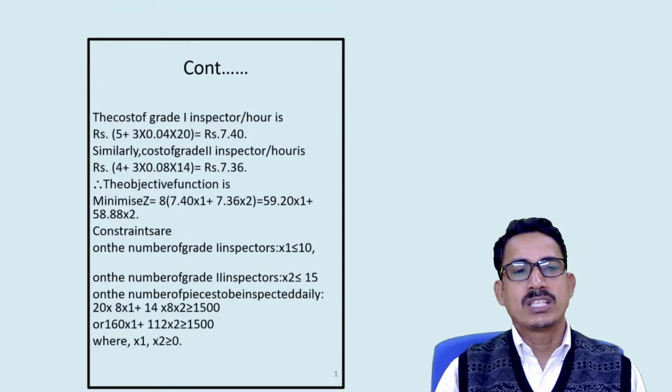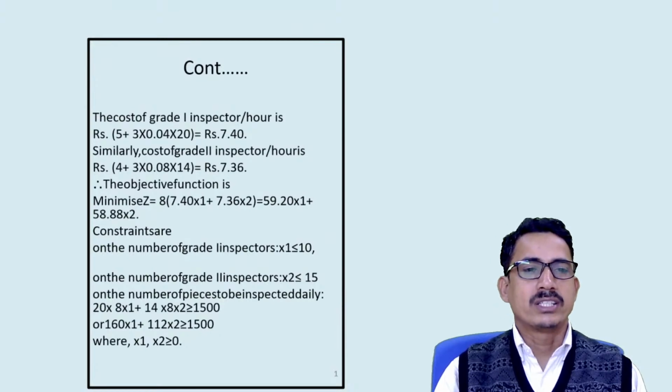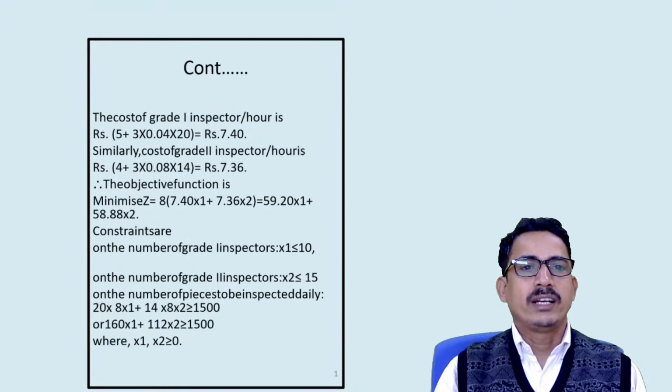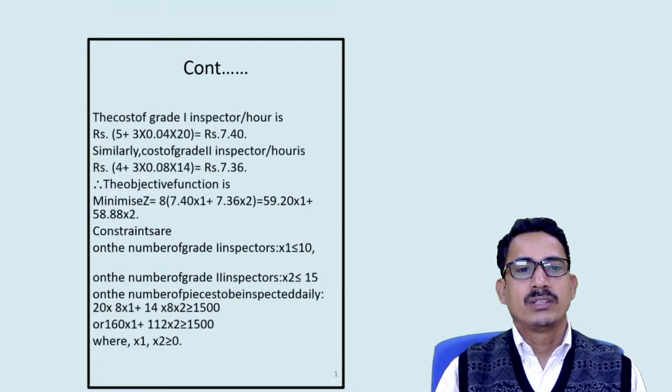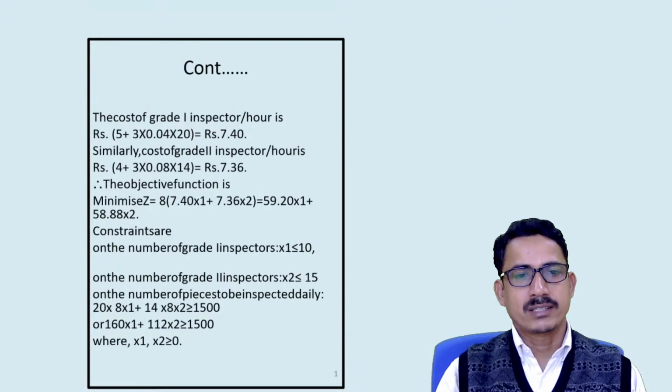It is having the grade 1 inspector having 4%, and it can check 20 pieces. In similar ways, the grade 2 inspector value can be found out like rupees 7.36. The objective function will be minimized. Z is equal to 8 into, because as you know, we have linked x1 with grade 1 inspector, x2 with grade 2 inspector. To see the bracket value, 7.40 or 7 rupees 30 paise into x1 plus 7.36, 7 rupees 36 paise into x2.